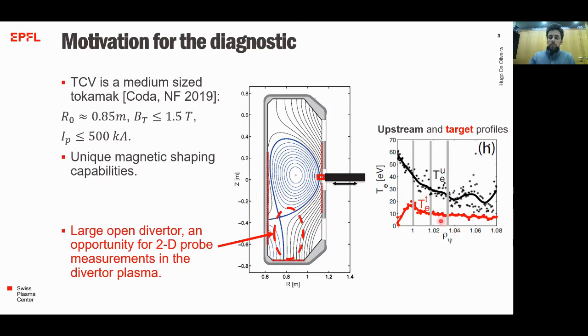The whole issue is that ideally, we would like to have a measurement at all the points in the divertor. We would like to have a measurement, a 2D measurement, in order to understand where the transition occurs. And the fact that TCV has such a large open divertor, due to the elongated vessel, it's an opportunity for us to cover this region with an array of Langmuir probes.